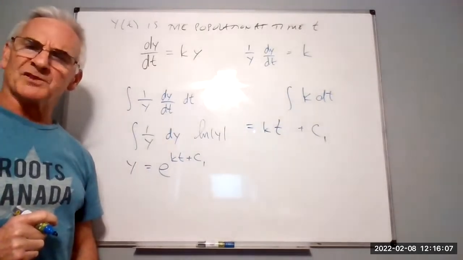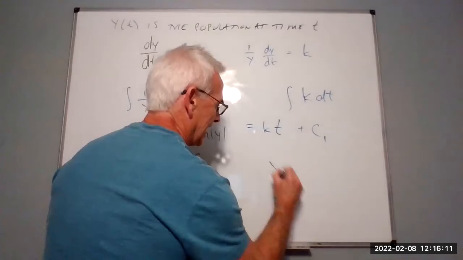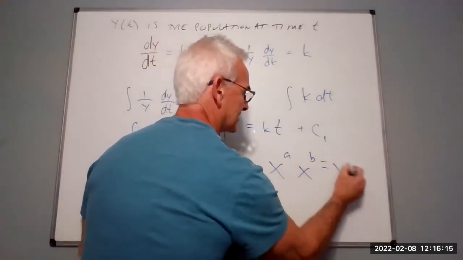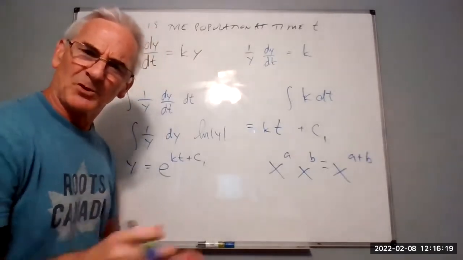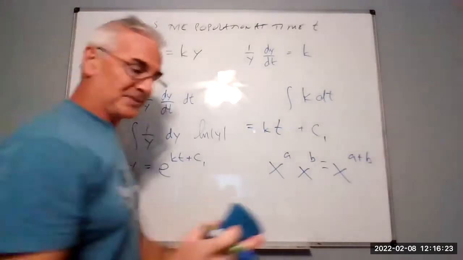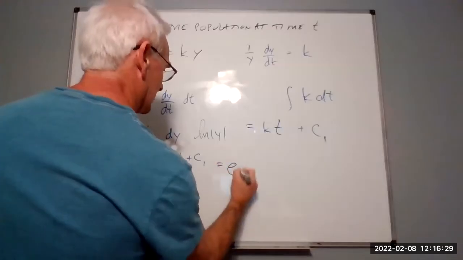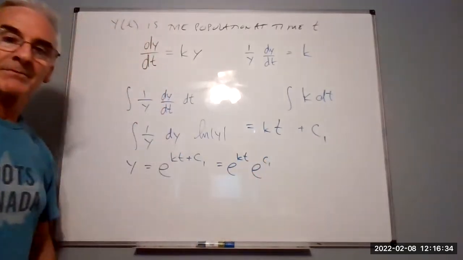Well, according to rules of exponents, x to the a times x to the b, isn't that x to the a plus b? When you multiply with the same base, you add exponents. Hopefully that's the rule you follow. So with that, can I pull this apart? Yeah, how about e to the kt times e to the c1?